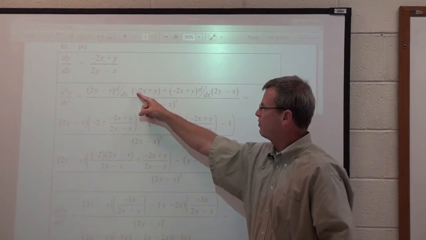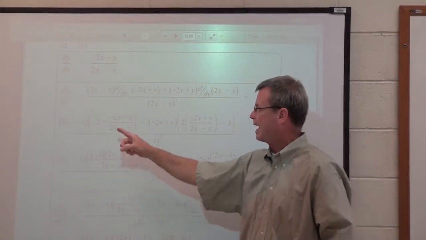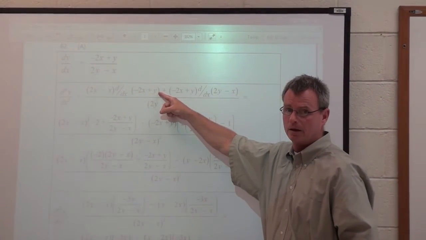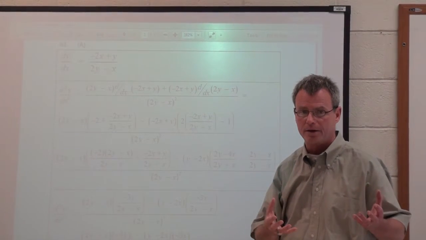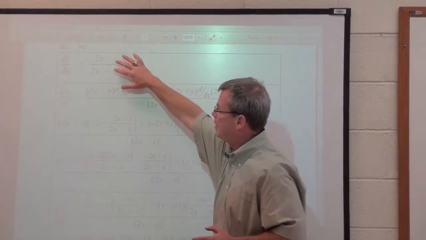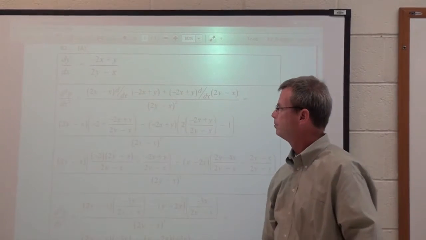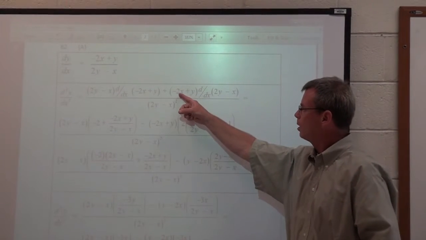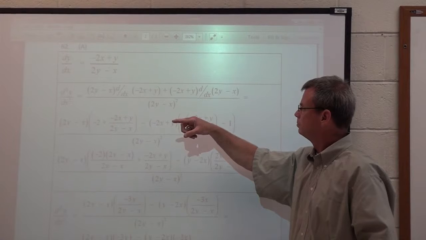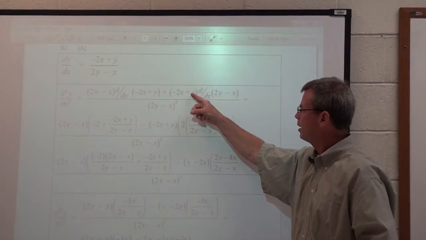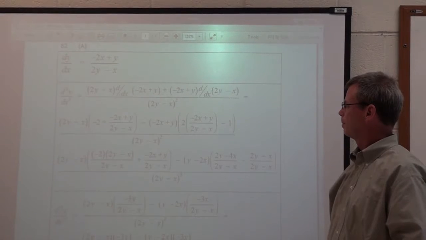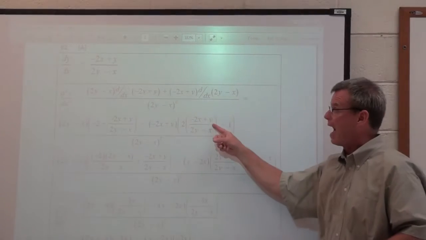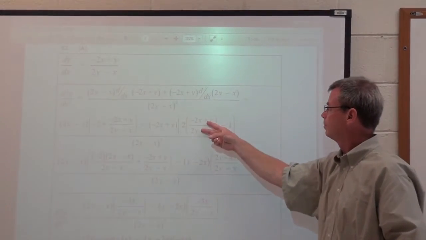Now what have you got? If you differentiate negative 2x with respect to x, you're getting a negative 2. If you differentiate y, you're getting your answer to question 61. That's dy dx. So I take my answer from 61 and I paste it here. Plus your numerator times the derivative of the denominator. And when you differentiate the denominator, you have 2 dy dx, which is your answer to 61, subtract 1.